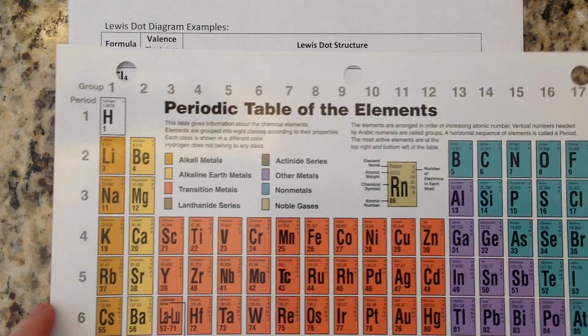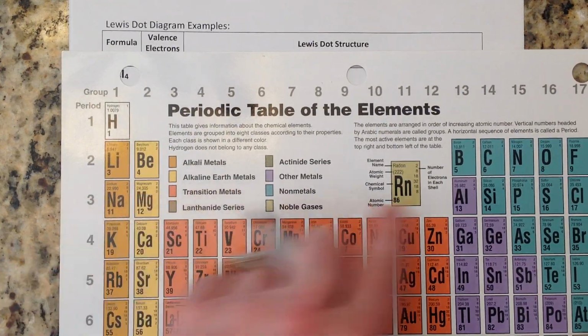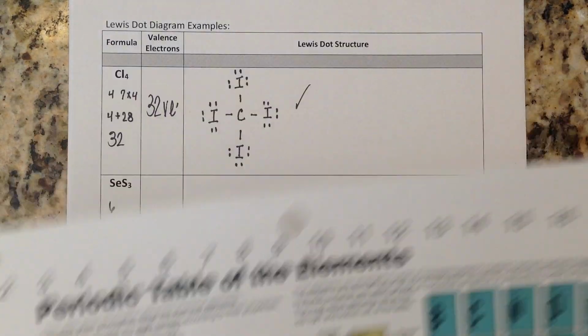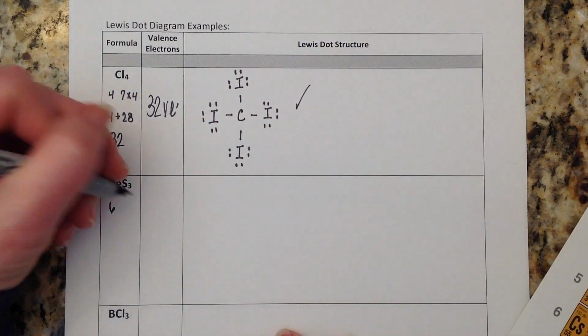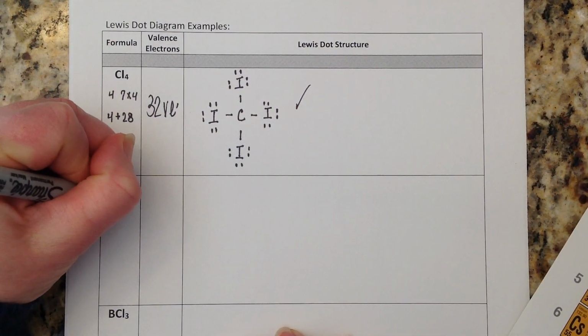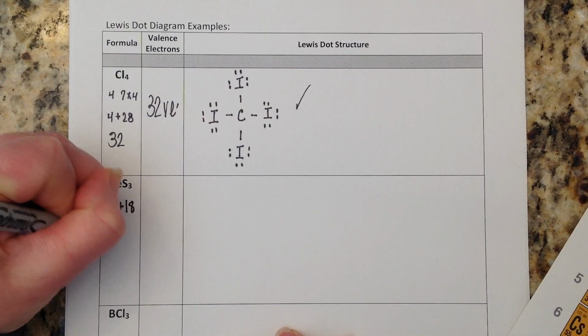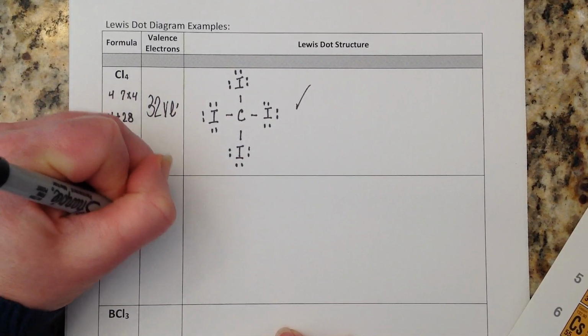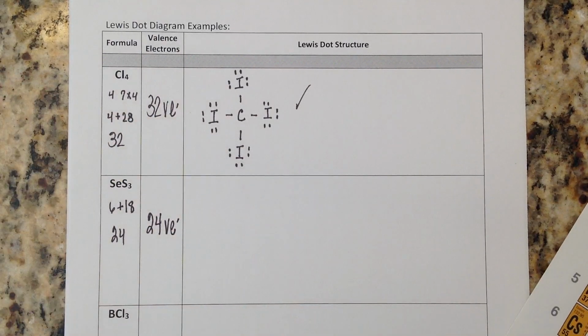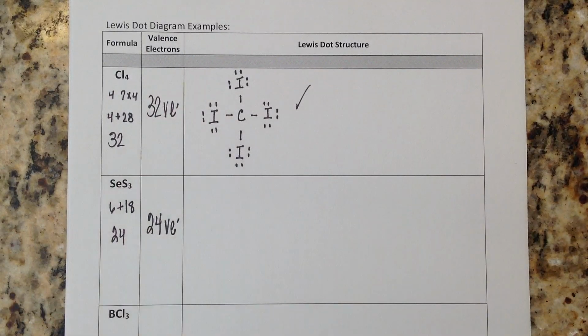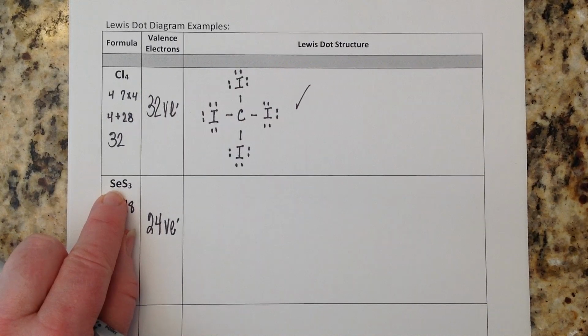Sulfur also has 1, 2, 3, 4, 5, 6 valence electrons, but I have 3 of those, and 3 times 6 is 18. So 6 plus 18 is 24. So we have 24 valence electrons that we can use to build this molecule. So whatever you have one of is going to go in the middle.